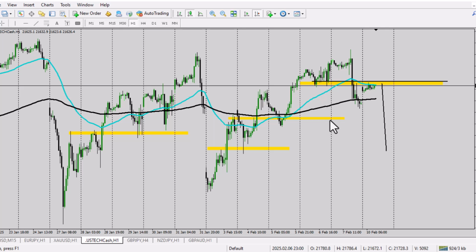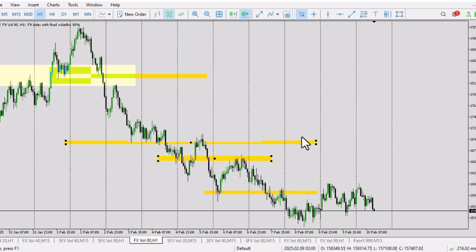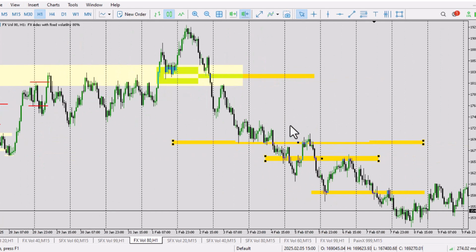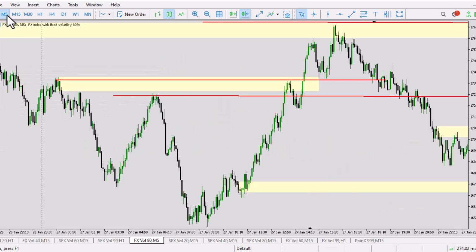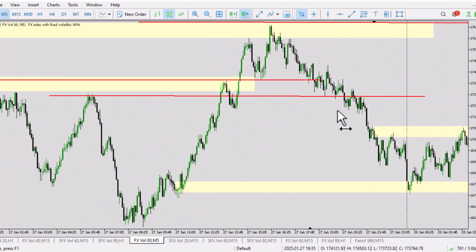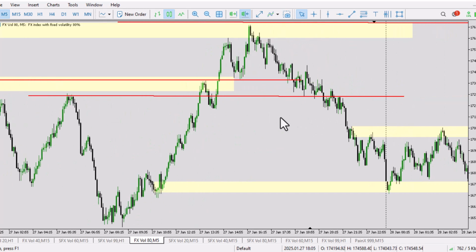Now I want to show you how to actually enter on the lower time frame, and I'm going to be using two examples. Number one, let's just go back to Volatility and see this first example and see how best we can use this one on the M5. Remember, if you are on the H1, you go and look at these things on the M5. So on the M5, what are you waiting for? Remember, what you are waiting for is simple.